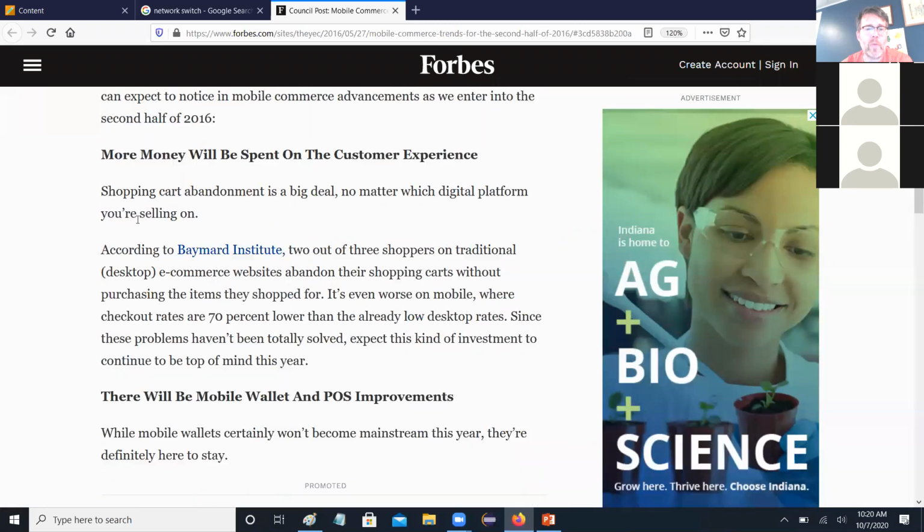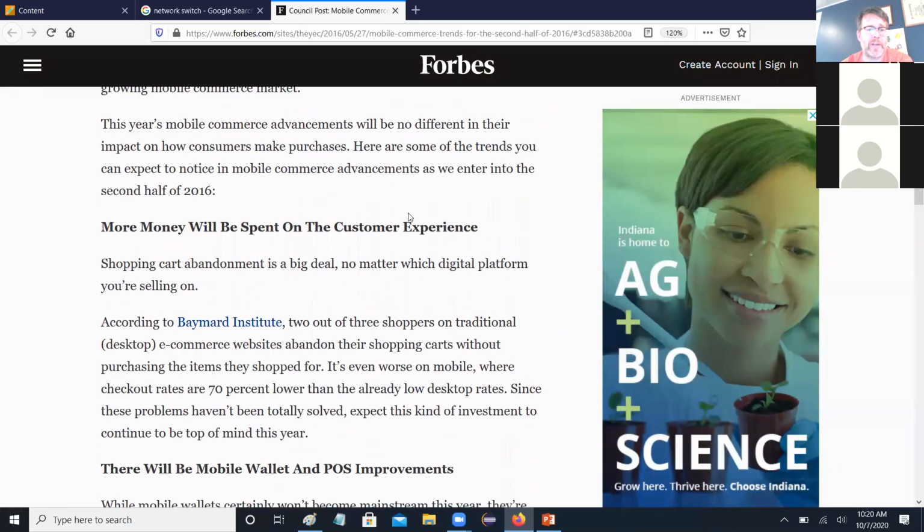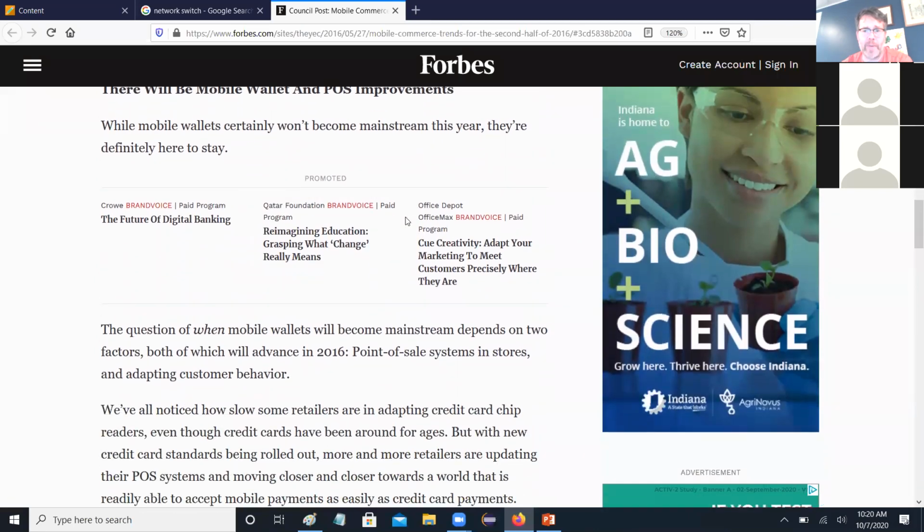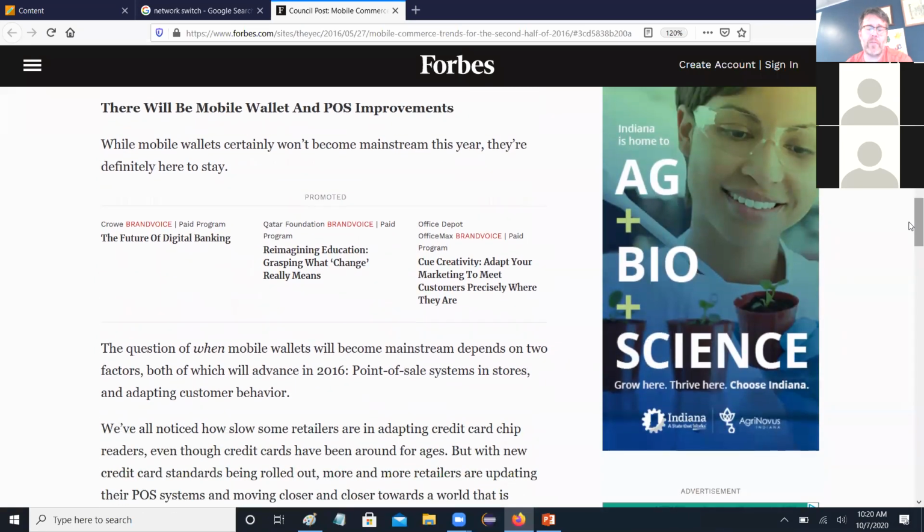There we go. More money spent on customer experience. Yeah, I don't really care about that. Mobile wallet and point of sale improvements. Yeah, I see this, right? Mobile wallets have become kind of a thing. My wife goes to Starbucks and she uses the app for that. They go to Target, you know, there's an app for that. You can buy stuff. So yeah, for sure. At checkout, this is totally a thing. And you didn't see it that much even 5 years ago.